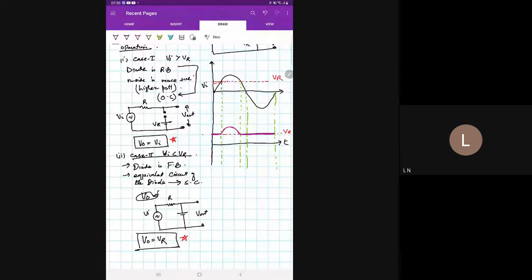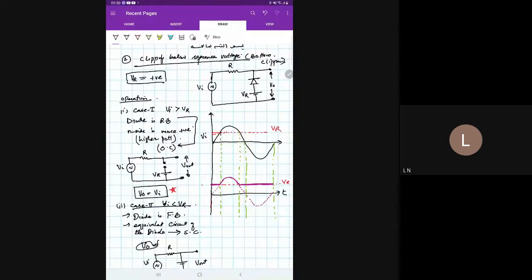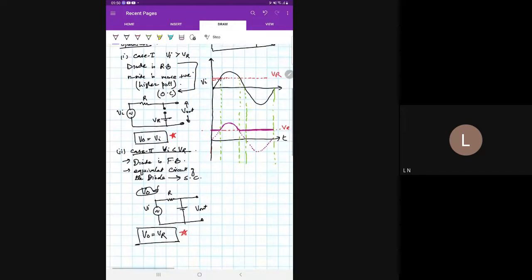Now if you see in this waveform, we have basically chopped off this portion of the region, which is the bottom of the signal. This bottom of the signal has been chopped off. Therefore, this is known as bottom clipper, or this is a case of clipping below reference voltage. In this case, a portion of the input signal which lies below reference voltage is removed by the circuit.